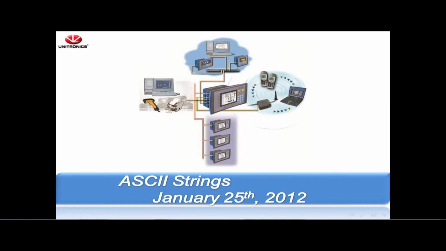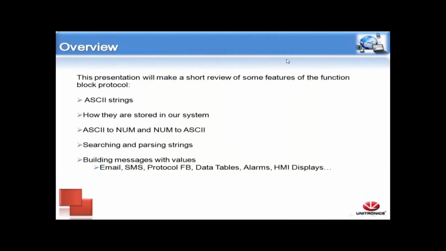Okay, so to get started today, we're going to be talking about ASCII strings, the tools we have available, and how we work with ASCII strings on our systems. We'll go over a quick overview. We'll talk about how we store them and look at a couple of function blocks: how we convert ASCII to numbers and numbers to ASCII. We're also going to look at searching and parsing strings and building custom strings. This is very useful for a number of our function blocks available for communication and for data logging.